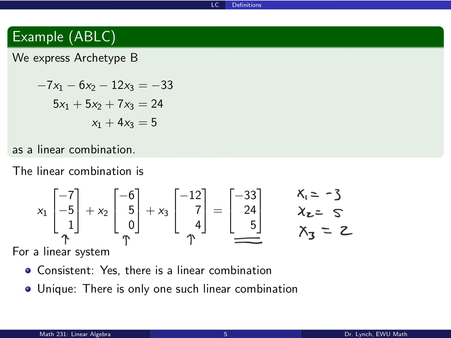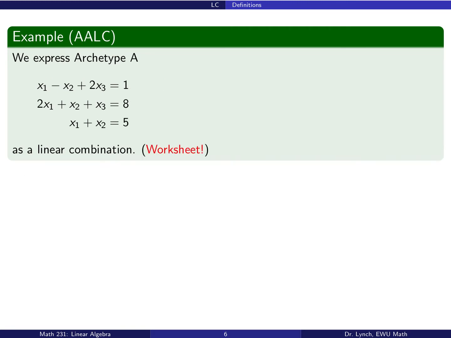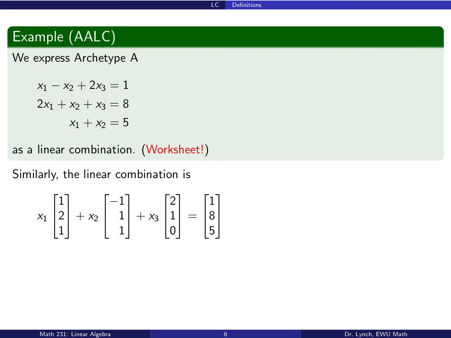Okay, so let's have a look at the same question in terms of archetype B, the linear system corresponding to archetype B. So I'll ask you on the worksheet to go ahead and work through these same details, expressing this linear system as a linear combination of 3 vectors. What you should get is something like this, where the vector 1, 8, 5 can be written as a linear combination of 1, 2, 1, minus 1, 1, 1, and 2, 1, 0.